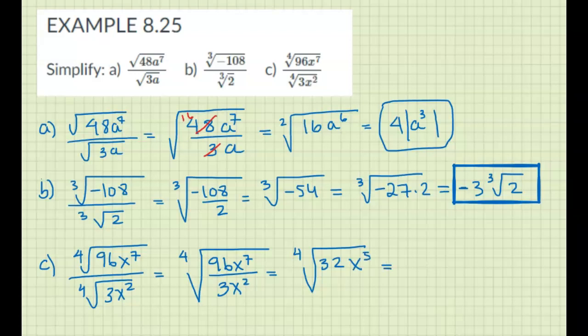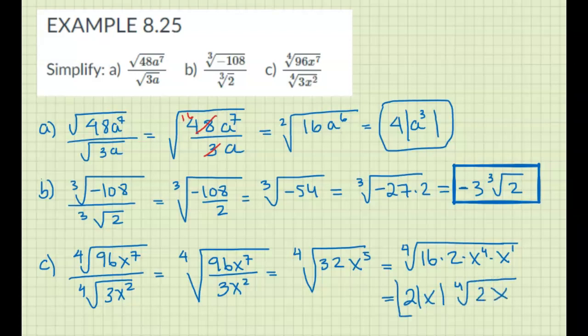This is not a perfect fourth power, but we can split it up: 32 is 16 times 2, and x^5 is x^4 times x^1. The fourth root of 16 is 2, and the fourth root of x^4 is x. Then inside the radical, we have the fourth root of 2x. Like this. All right, there we go.